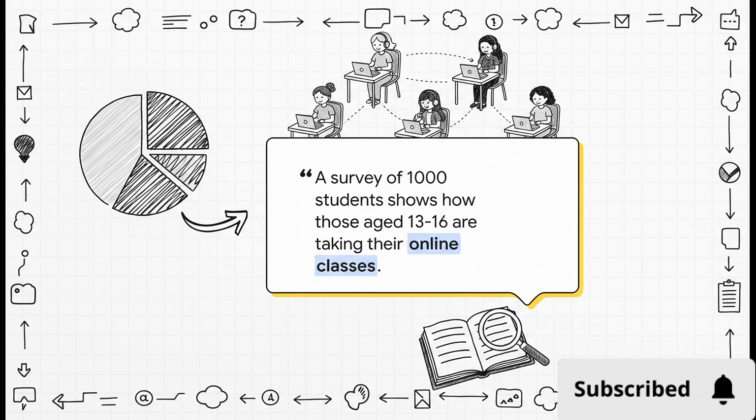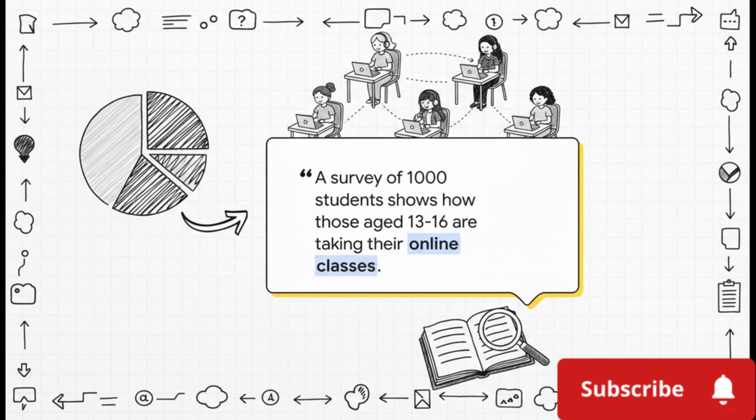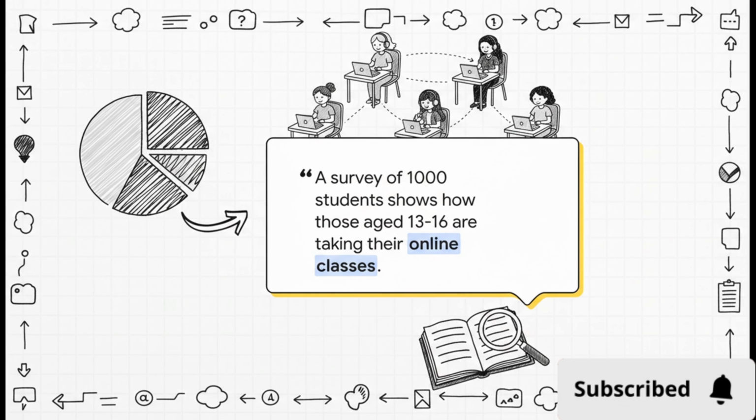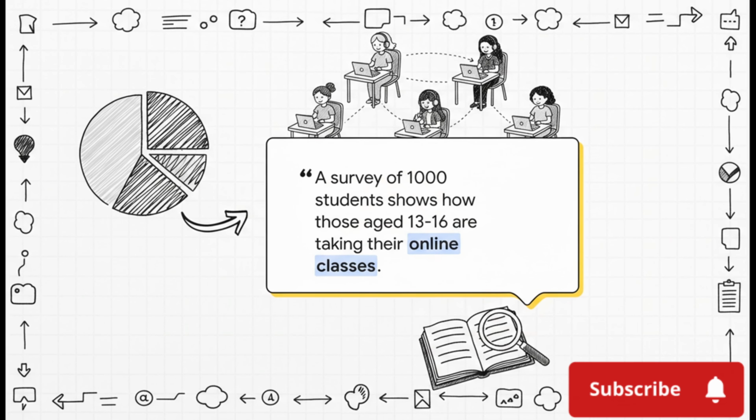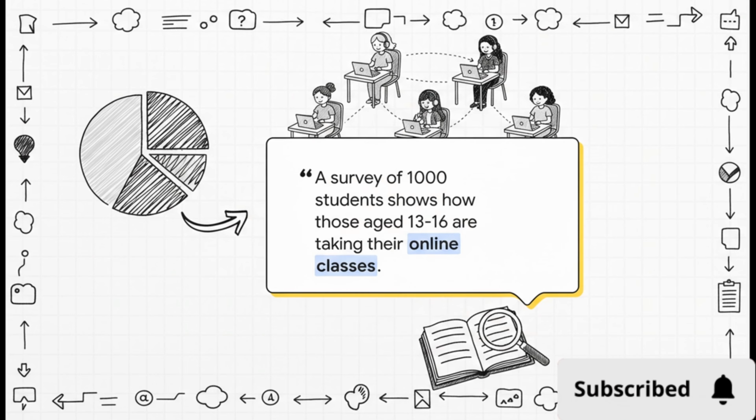It tells us what the data is, a pie chart, where it came from, a survey of 1,000 students, and what it's about, how teens are taking online classes. Boom, no confusion, just pure clarity right from the start.